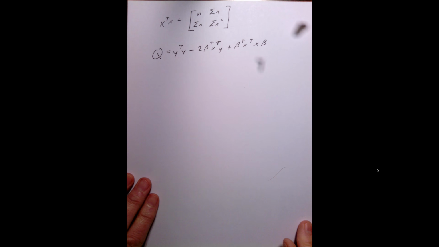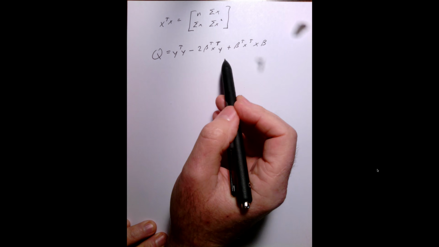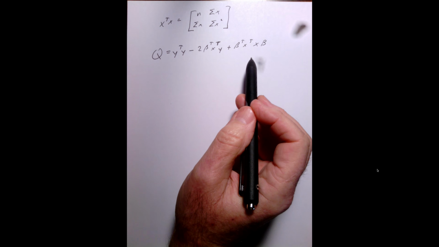Now, what we want to do with Q is what? We want to ultimately take the partial derivatives, set them equal to 0 and solve to find the maximum estimates. So what I need to be able to do is ultimately take the partial of Q with respect to beta 0 and beta 1.